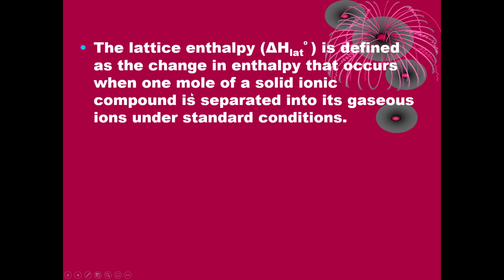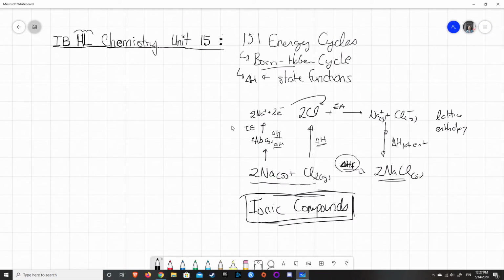So okay, let's start with the names. We've got the lattice enthalpy, which is going to be our first one. It is the change in enthalpy from 1 mole of a solid ionic compound into its constituent gaseous ions under standard conditions. So our first one is delta H lattice.